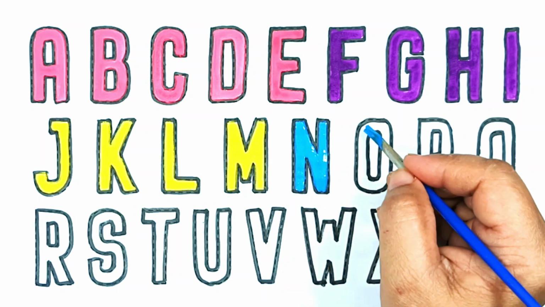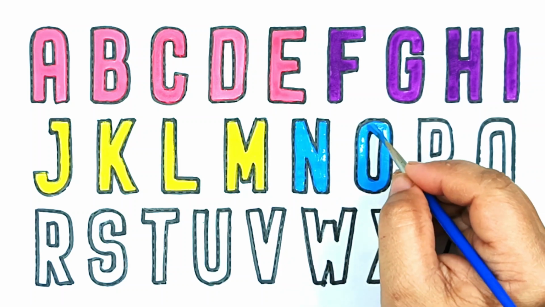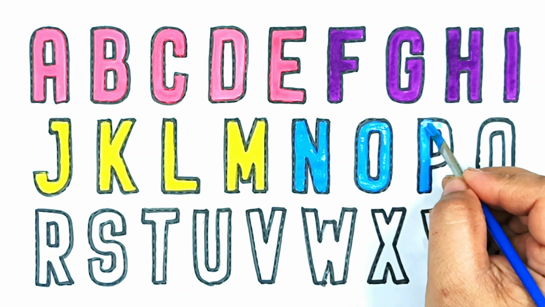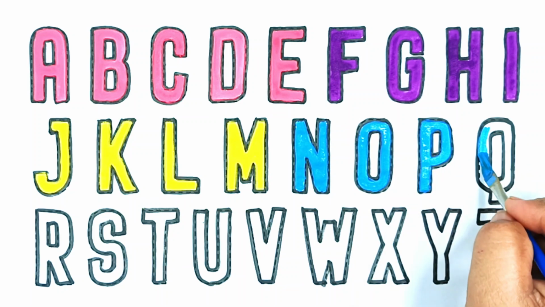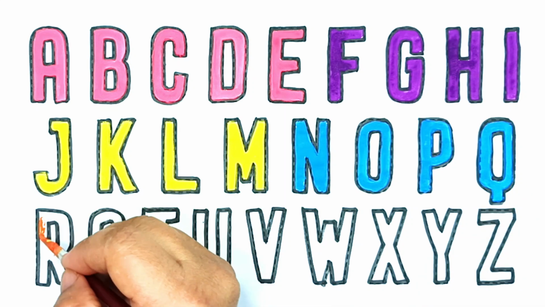N for net. Wood and clay will wash away. O for onion. Wash away. Wood and clay will wash away. My fair lady. P for pen. Build it up with iron and steel. Iron and steel. Build it up with iron and steel. Q for queen. Fair lady.